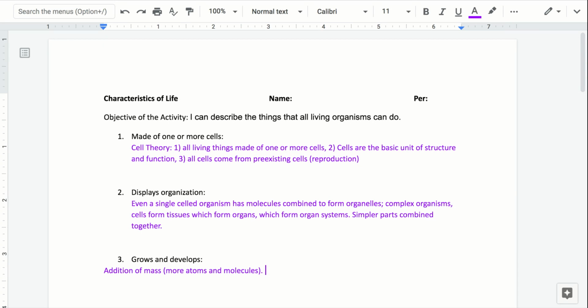Once again, in a single-celled organism, you have a small cell after cell division, and then it adds more atoms and molecules until it's big enough to divide again.